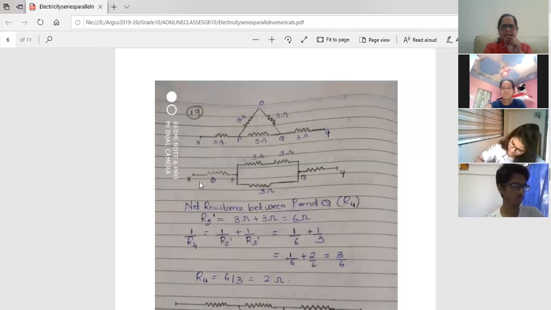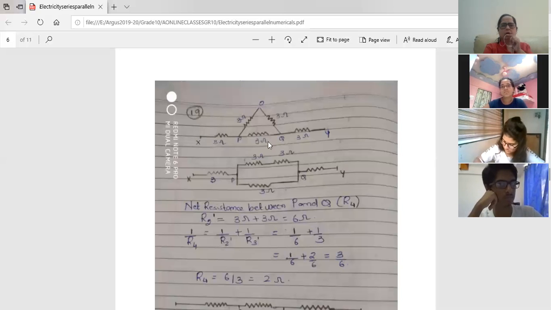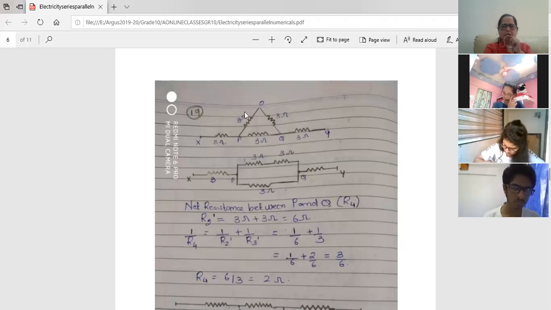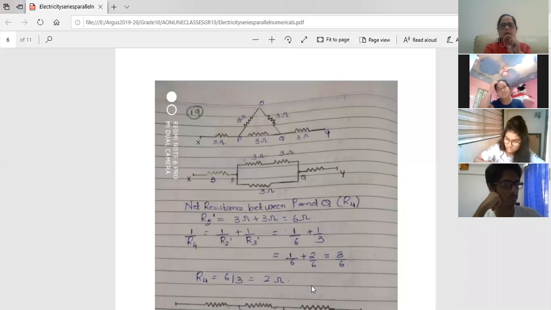Now I have to find the net resistance between X and Y. So Shrushti, unmute yourself and tell me the net resistance between X and Y. See, this is 2 ohms. Now here it is 3 ohms and 3 ohms. Okay, on both the sides there is 3 ohms, and between them this combination is 2 ohms. So how do I find? Shrushti? 9. How did you get 9?